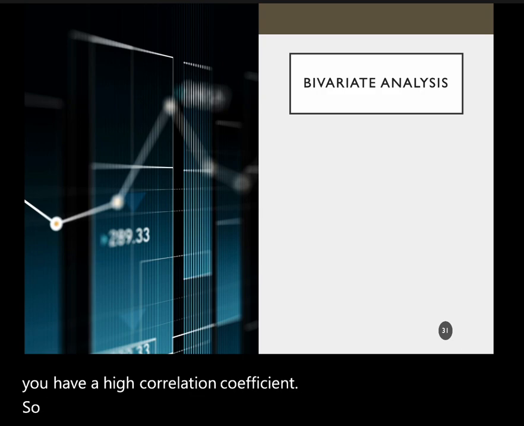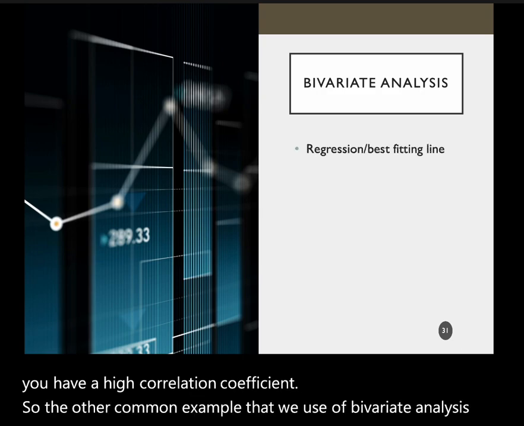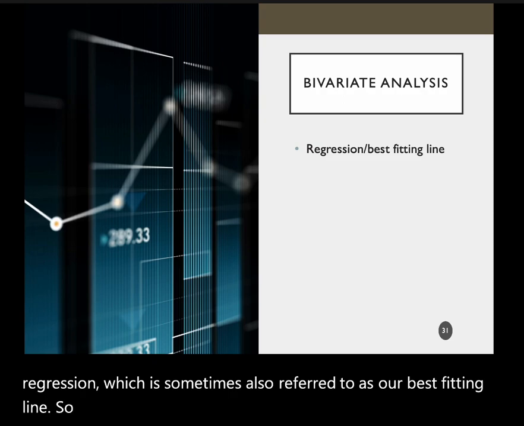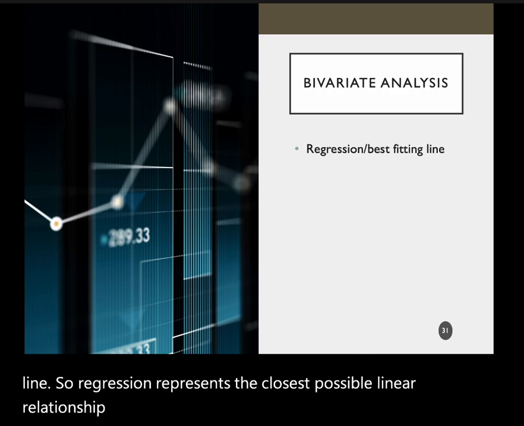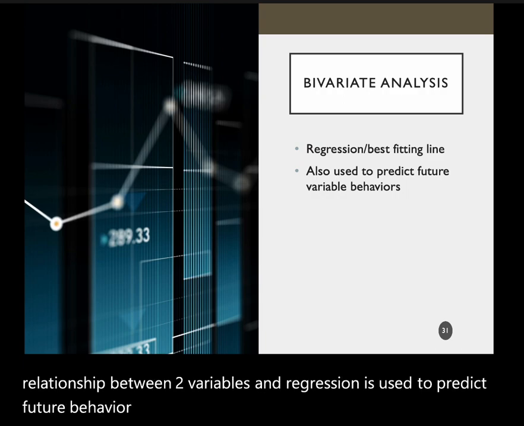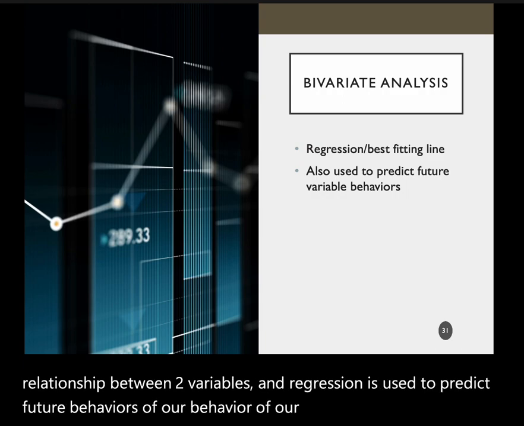So, the other common example that we use of bivariate analysis is regression, which is sometimes also referred to as our best fitting line. So, regression represents the closest possible linear relationship between two variables. And regression is used to predict future behaviors of our variables as much as to explain current behaviors.